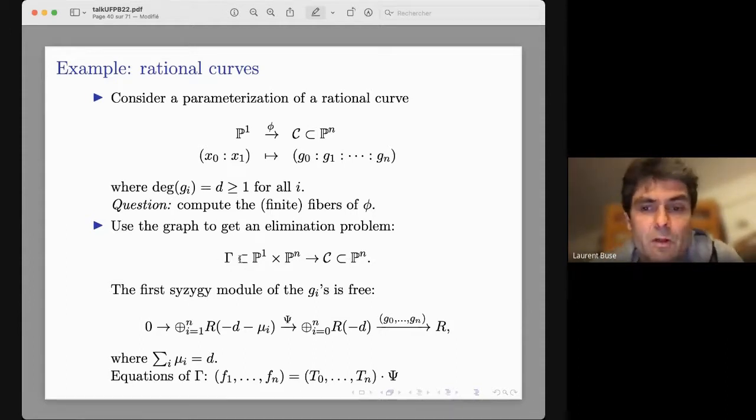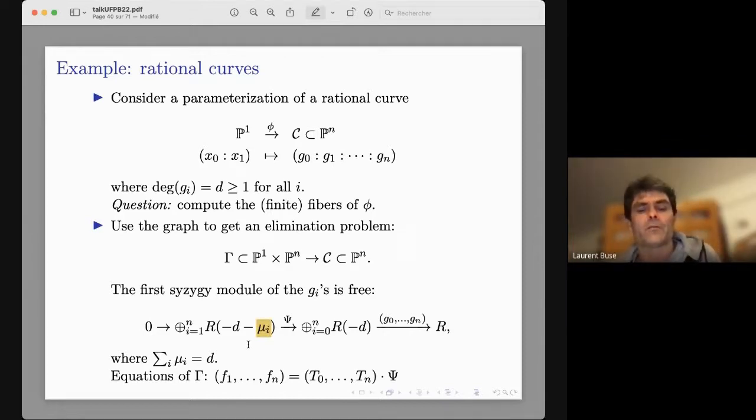So in this case, this is quite classical because actually the blow-up is given by the symmetric algebra. And so it is essentially given by the syzygies of G0, G1, Gn. So the setting is the following. You consider the Hilbert-Burch resolution of your equations, G0 up to Gn. So you have a Hilbert-Burch matrix here that I denote by psi. This matrix is built with some columns that are of degree mu i.